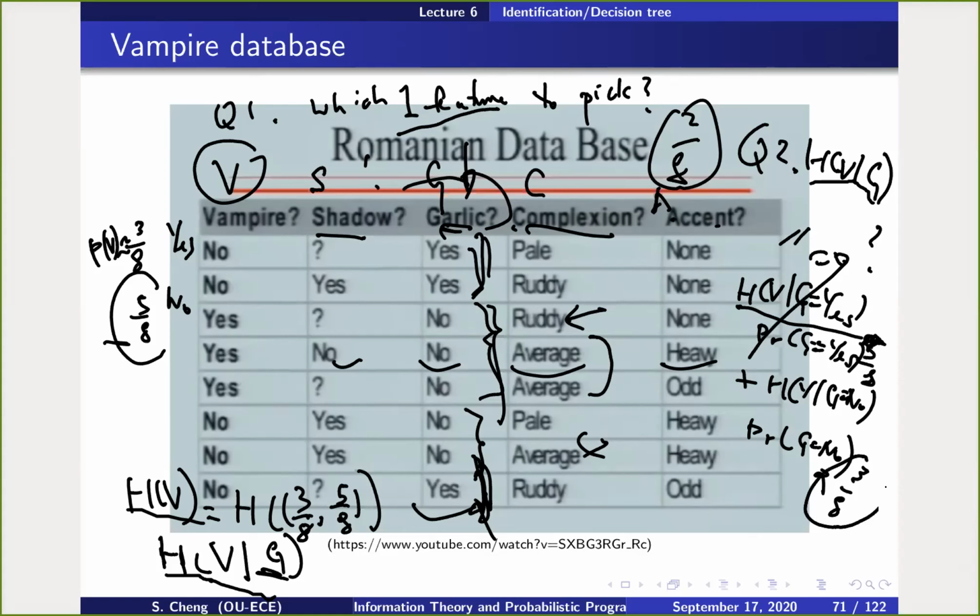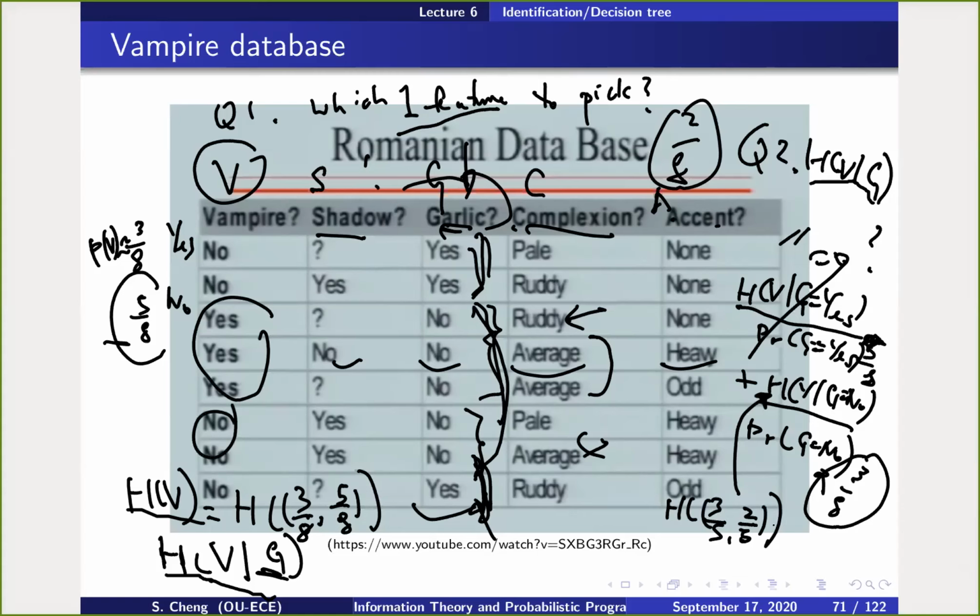Then 3/8, and this one here is when garlic is no, so look at this data here. I have 3 of them that are yes, and 2 of them that are no. So therefore, this H of vampire given garlic is no is actually H of 3/5, 2/5. Yeah, I guess your numbers are all too big. If you have 0.6 here, you need to multiply by this, and this is already less than 0.6, right?